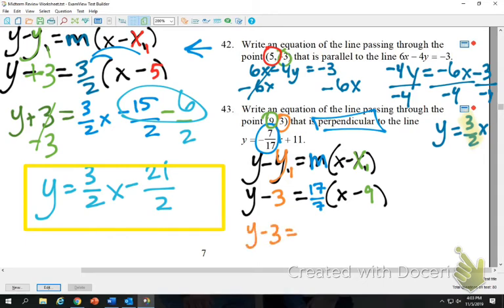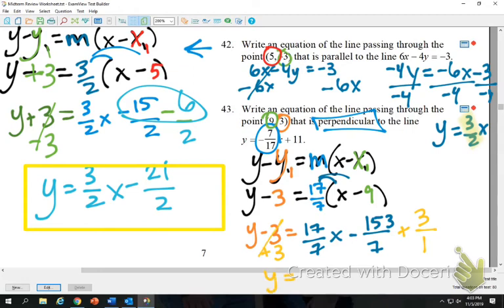So we're going to distribute this 17 over 7x. You're going to have to multiply the top, 17 times 7. Sorry, 17 times 9, which is 153. It's not pretty. It is what it is. We're going to add 3. When we add 3, we're going to put it over 1.